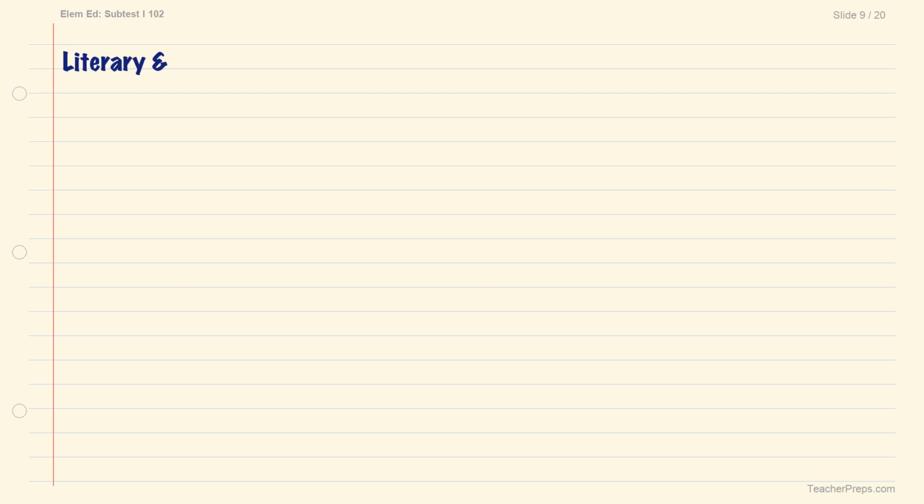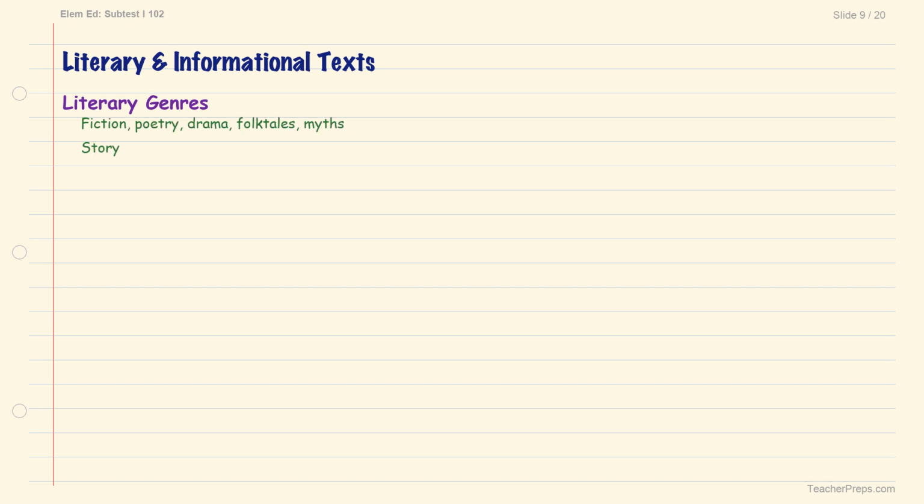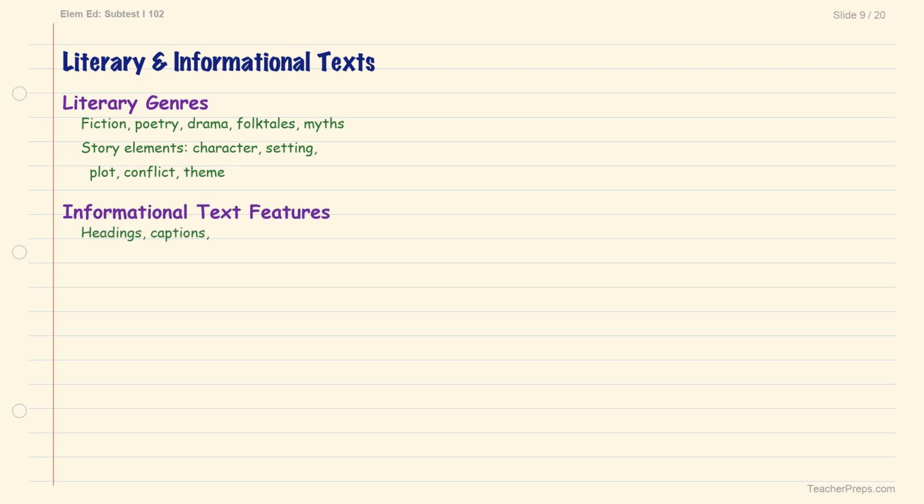You'll need to know the difference between literary and informational texts. Literary genres include fiction, poetry, drama, folktales, and myths. Key story structure elements are character, setting, plot, conflict, and theme. Informational texts use features like headings, captions, diagrams, and glossaries to organize content. Know the major text structures: cause and effect, compare and contrast, chronological sequence, and problem and solution.